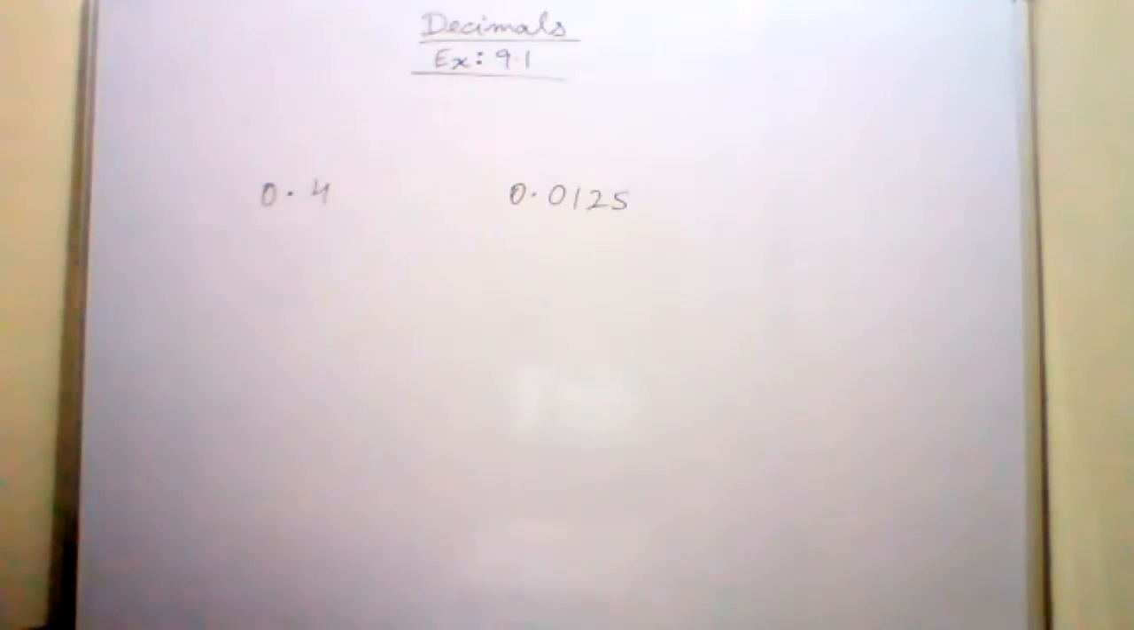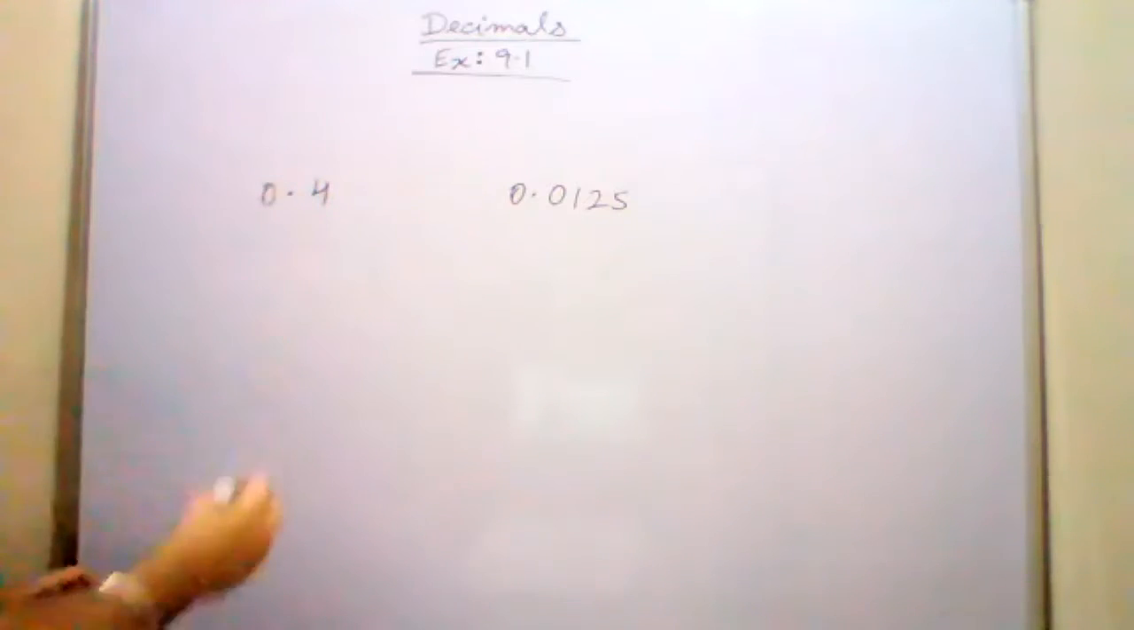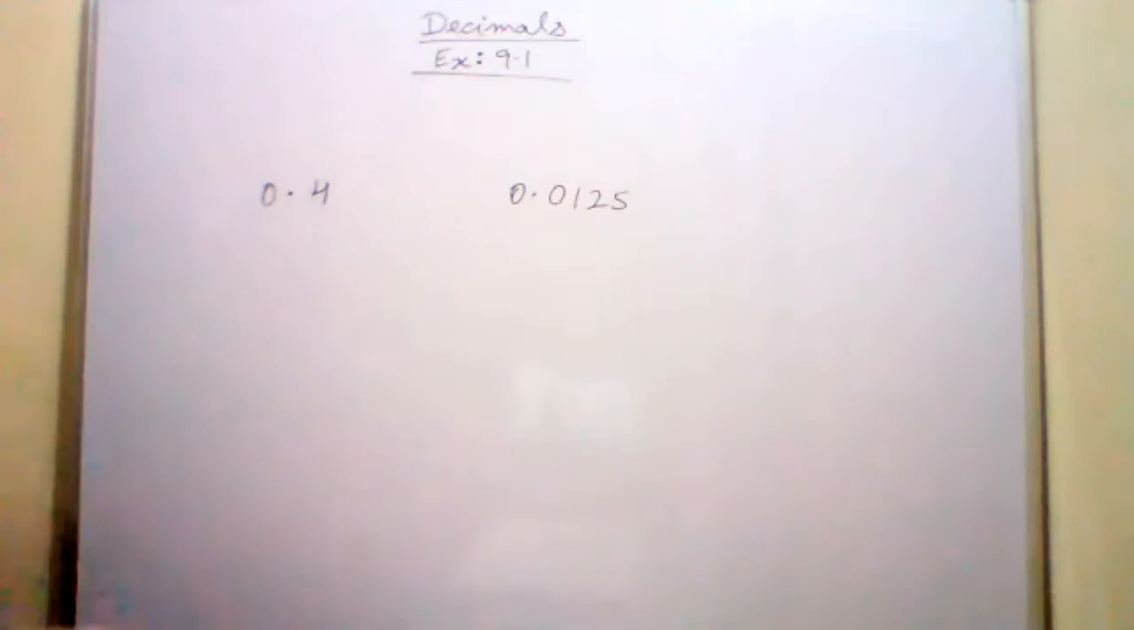You have to compare the two numbers and tell me which of the two is greater. 0.0125 is greater. No, sir, 0.4. Yeah, 0.4 is greater.